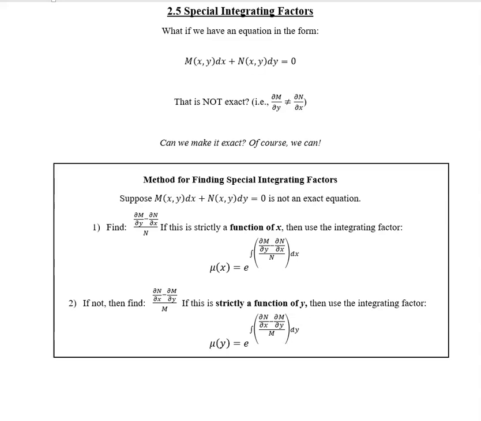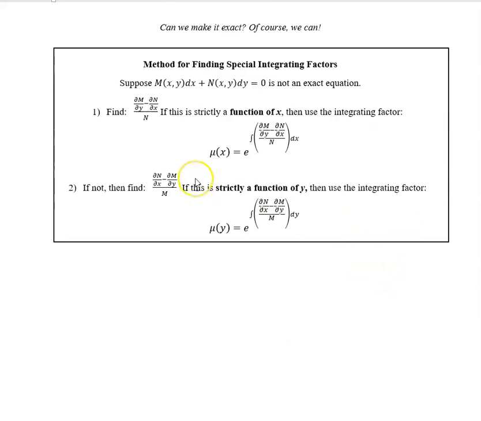So suppose we have an equation that's in this format, but it's not an exact equation. It looks like it could be exact, but we take the partial of M with respect to y and the partial of N with respect to x, and we find that it's not exact. Well, what this technique does is it allows us to rewrite the equation by finding a special integrating factor that will make it into an exact equation. So here's the format that we're going to follow.